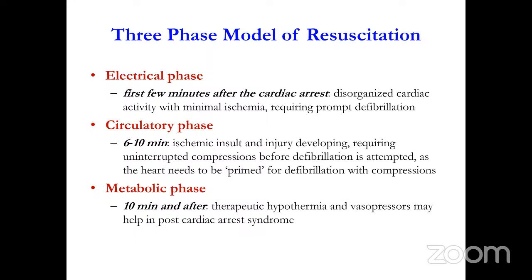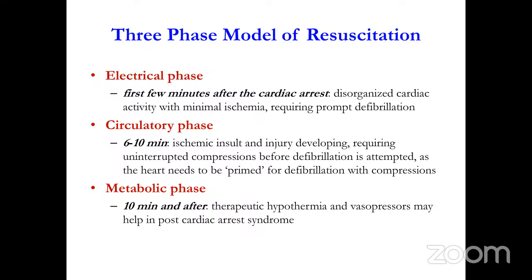Now, what we need to understand is when we talk about resuscitation, basically there are three basic aspects of it. Whatever the algorithm, stepwise approach we follow, when a patient gets into any cardiac event, there will be three basic phases that the patient will go through. The first is the electrical phase, and then the circulatory phase and the metabolic phase.